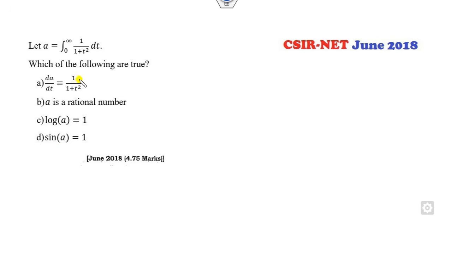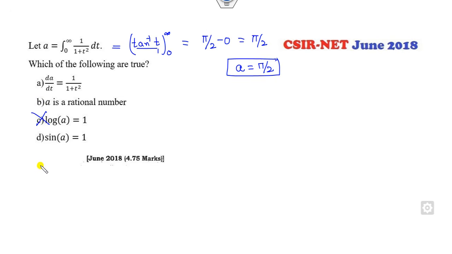Let a be my here, then the derivative of this. So clearly 0 is not a point of discontinuity, infinity is the only singular point. So can you integrate this? It is tan inverse t over 1 in this case. So what is that? Tan inverse infinity is pi by 2, minus 0. So the value of a is pi over 2. So log of a is cancelled, sine of a is 1, correct. A is a rational number. Yes, a is pi by 2, is a rational number. Derivative of a is 0, but it is not of this. So B and D are the correct answers.